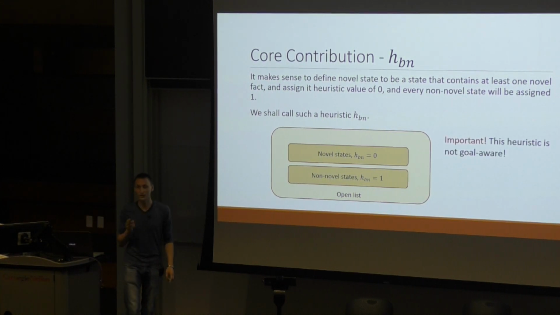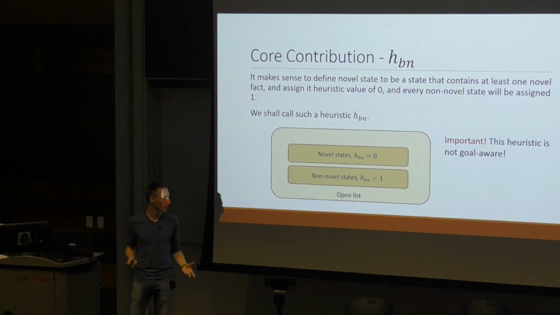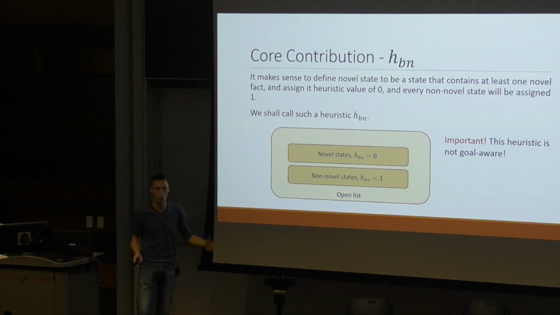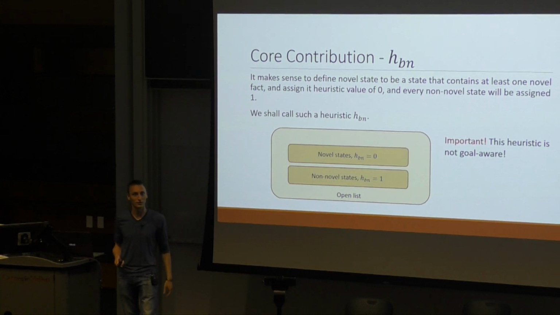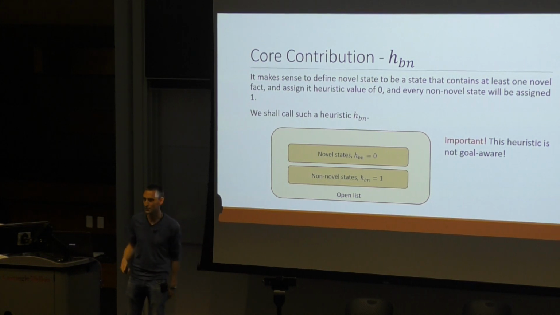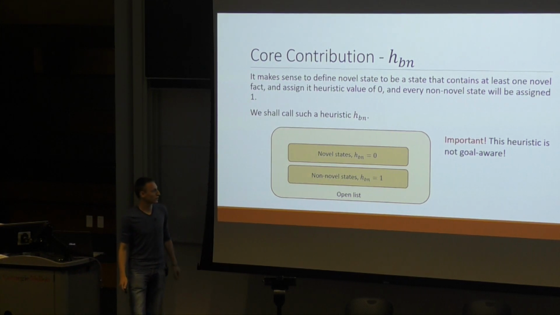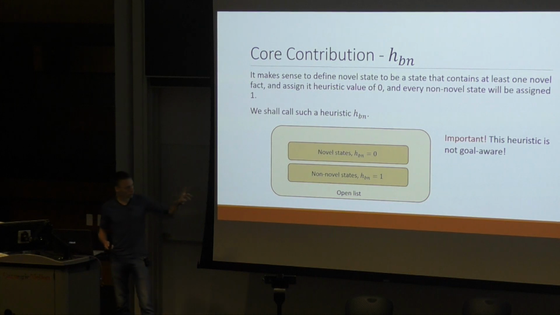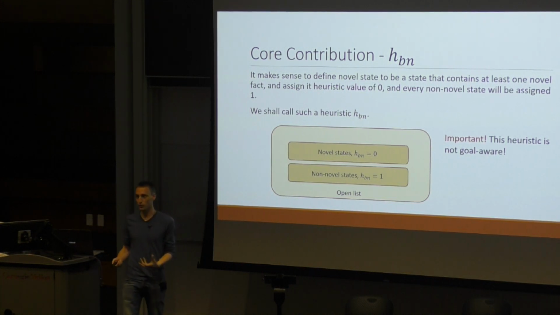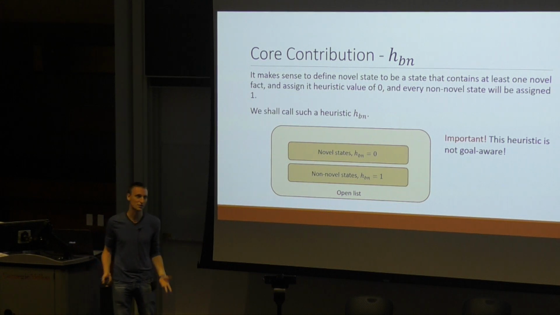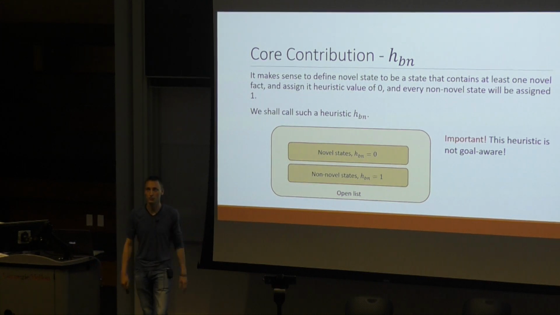So this heuristic is not goal-aware by itself. For example, it gives the value of 0 to the initial state, right? Because we have some facts that get score less than infinity, right? And in order to deal with this, we got to break ties somehow. So we will break them by base heuristic, since we already calculated its value, so why not?